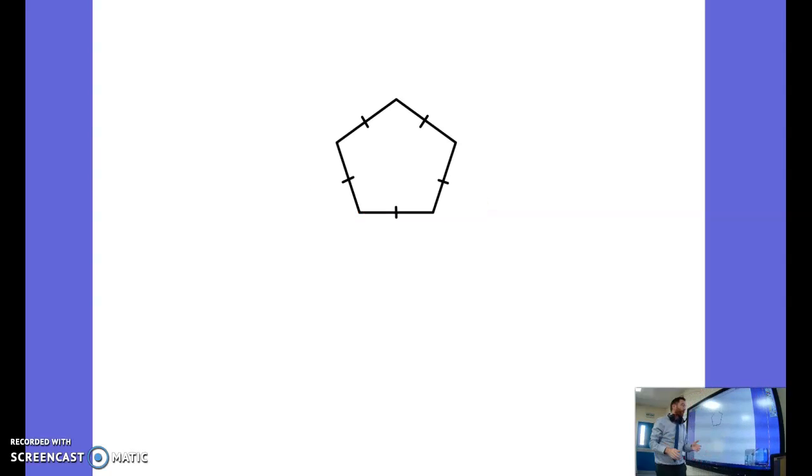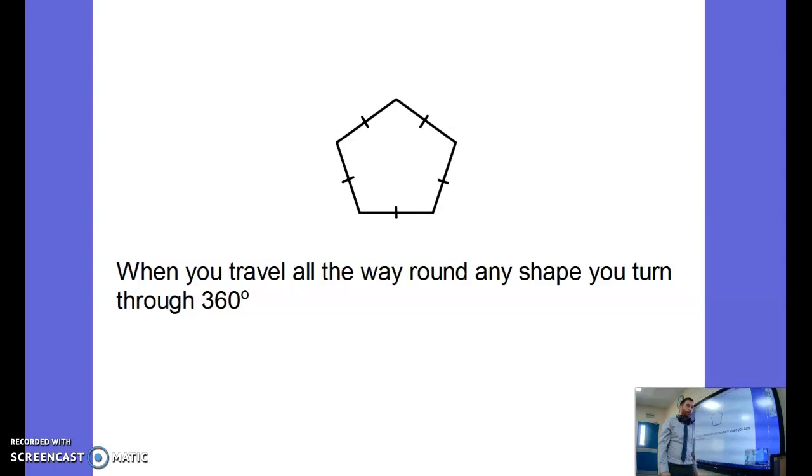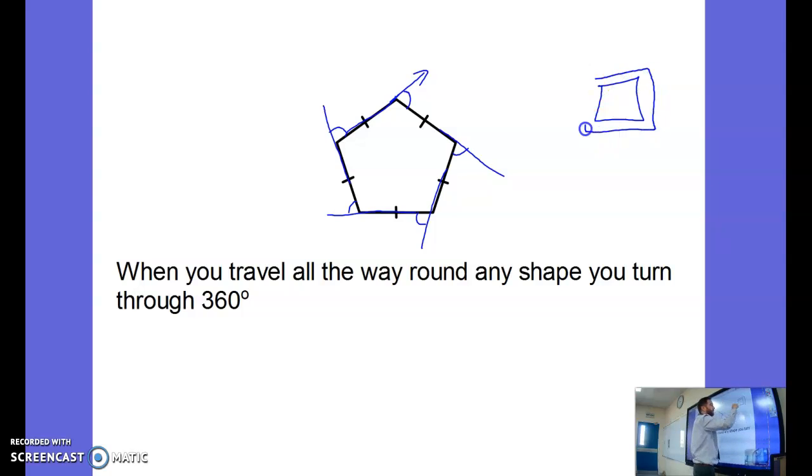There are a couple of rules for regular polygons. If we take another pentagon, a regular pentagon, when I walk around the outside of a shape, or around the outside of anything, if I go all the way around the outside of something, I always turn through 360 degrees. Imagine starting facing this way, and then I turn, turn, turn, turn, turn, and I get back to where I started. It doesn't matter what shape I go round. If you imagine walking round a shape, you've always turned 360 degrees when you go round the outside of something.